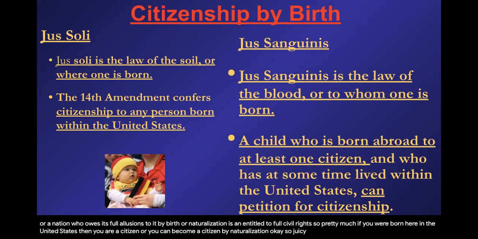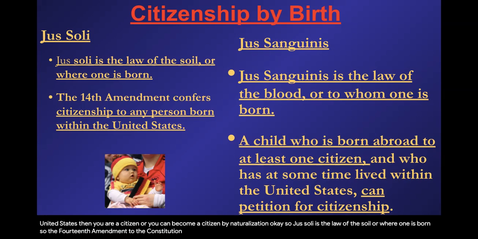Okay, so jus soli is the law of the soil, or where one is born. The 14th Amendment to the Constitution says that any person born within the United States or any of its territories is, of course, a citizen of the United States.